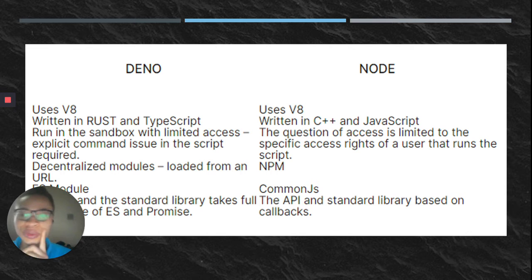So as we come further ahead, I'm actually going to elaborate more on the limited access issue and why, in terms of security, a lot of people see Deno as a better or a far better alternative to Node.js. So over here, it says decentralized modules loaded from a URL. Why Node uses npm?